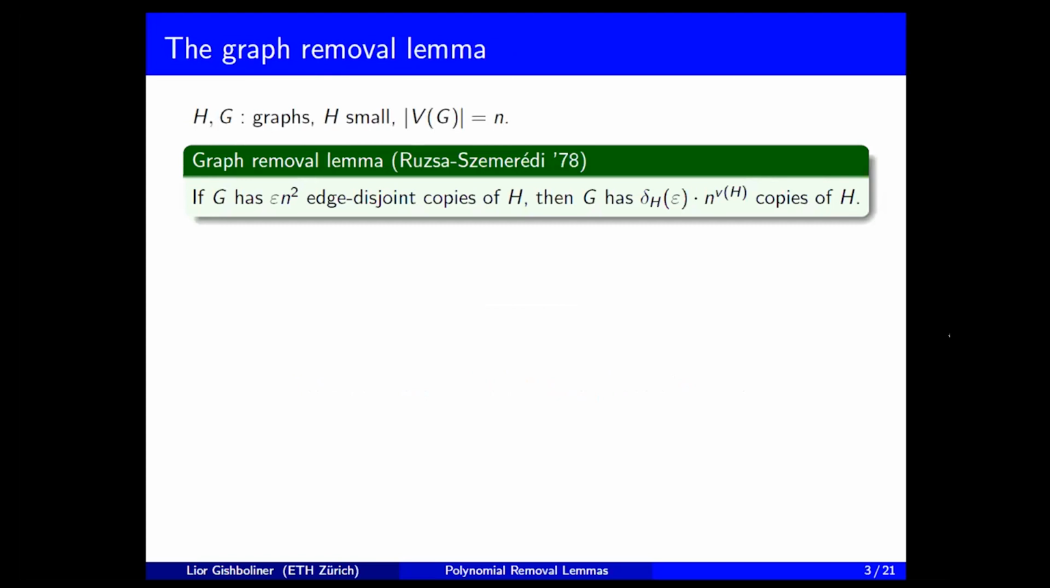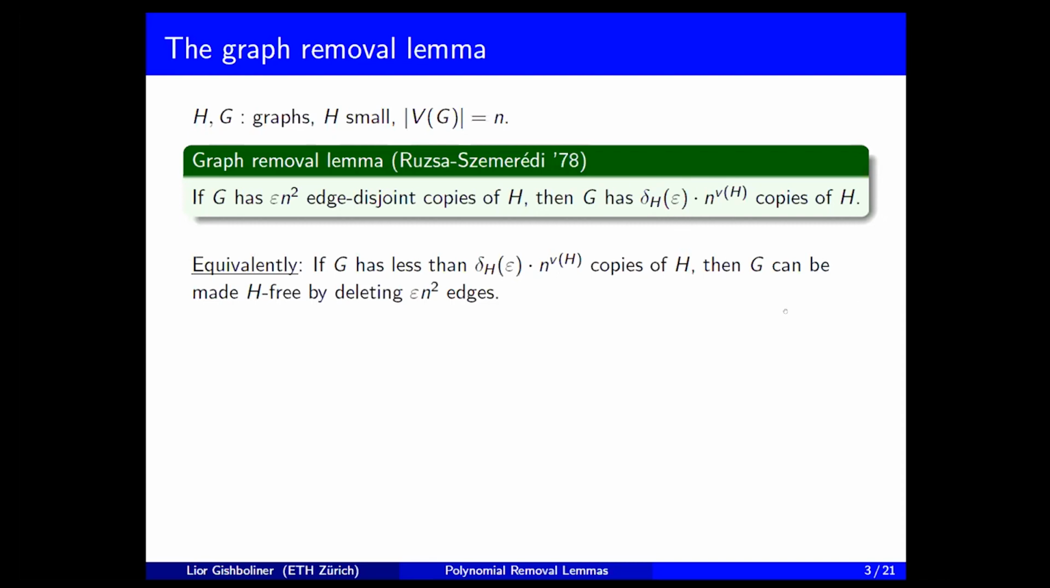So let me remind you of the graph removal lemma that many of you probably know. The statement is like this. We have two graphs, H is small and G has n vertices, and we assume that G has epsilon n squared edge-disjoint copies of H, so copies that do not share edges. What the graph removal lemma says is that then G must have many copies of H. It needs to have at least some delta, which is a constant depending on epsilon, times n to the number of vertices of H. So a constant fraction of all potential copies of H are actually copies of H.